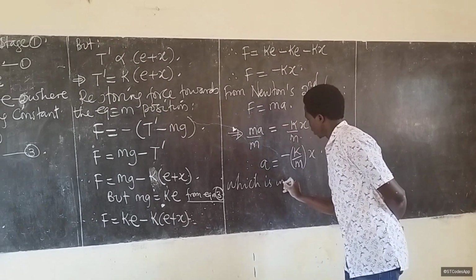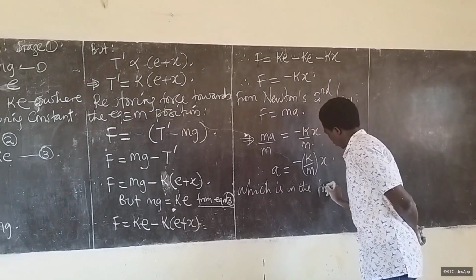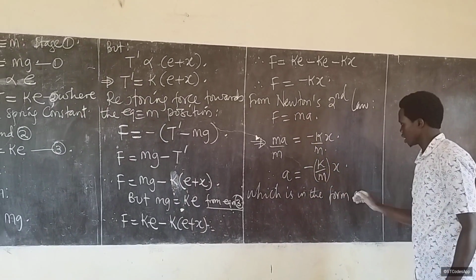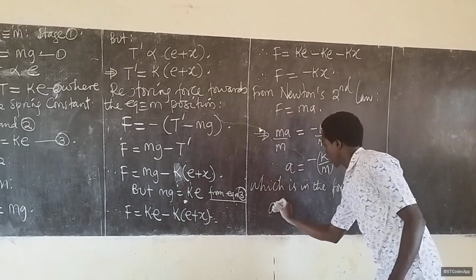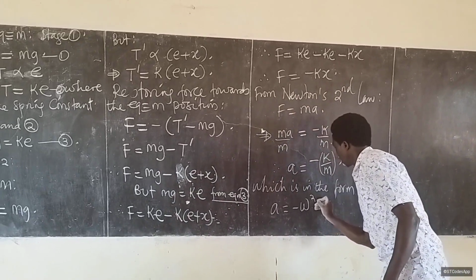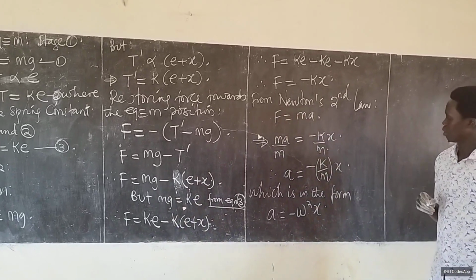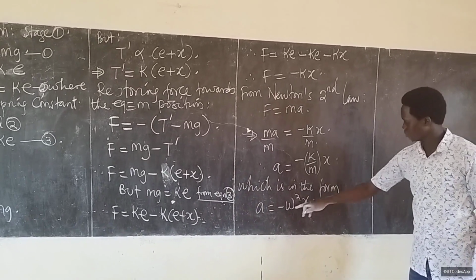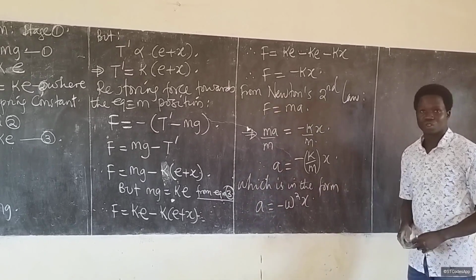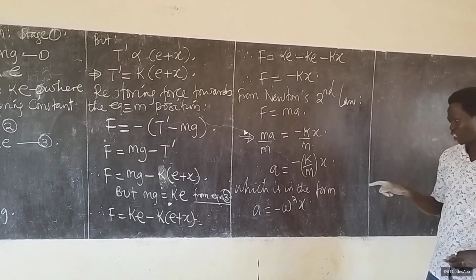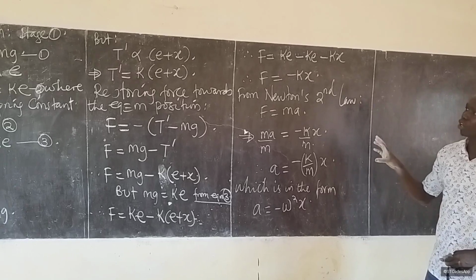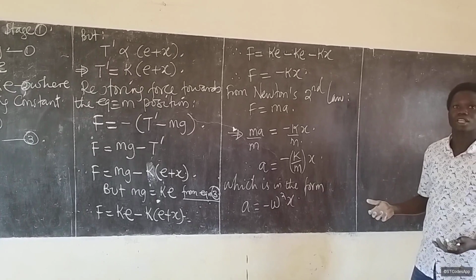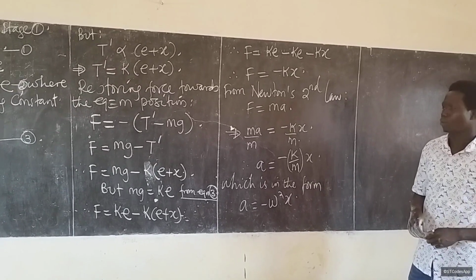which is actually in the form a equal to negative omega squared x, which is, you can see that your omega squared is k out of m, the negative is there, your x is there. So that implies that the spring mass system actually obeys or performs simple harmonic motion.